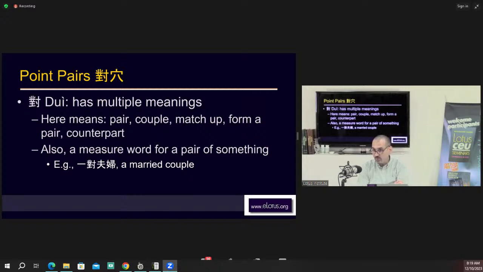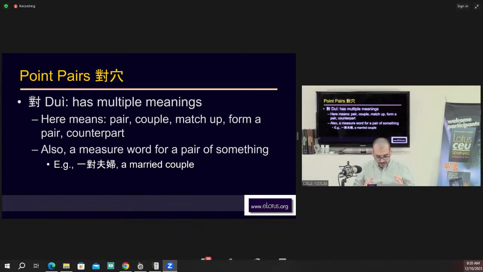For those of you who know anything about Asian languages, Chinese and Japanese, for example, I don't know about Korean because I don't speak any Korean, they have these things called measure words, right? Measure words are used to describe a number of something. So, for example, a married couple is a 一对夫妇, a pair of husband and wife, right? So the word dui here has this inherent meaning of something that is coupled together. The word shui means an acupuncture point.